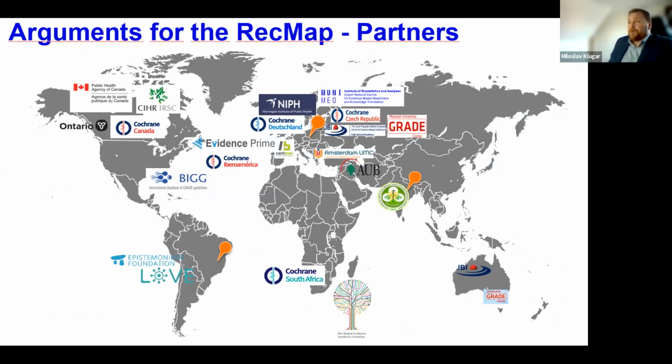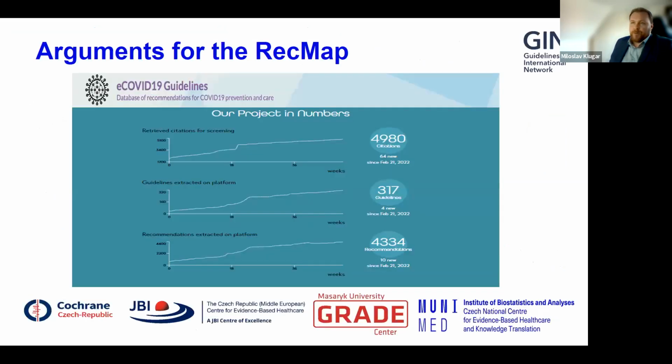Well, arguments for the RecMap, there are plenty of arguments. One of the very strong ones is that it was developed by a huge international team, very experienced in guideline and systematic review development from all over the world, basically. Another argument is this, the current screenshot, I think, from today. You can see that currently on the map, we have about 4,980 citations.